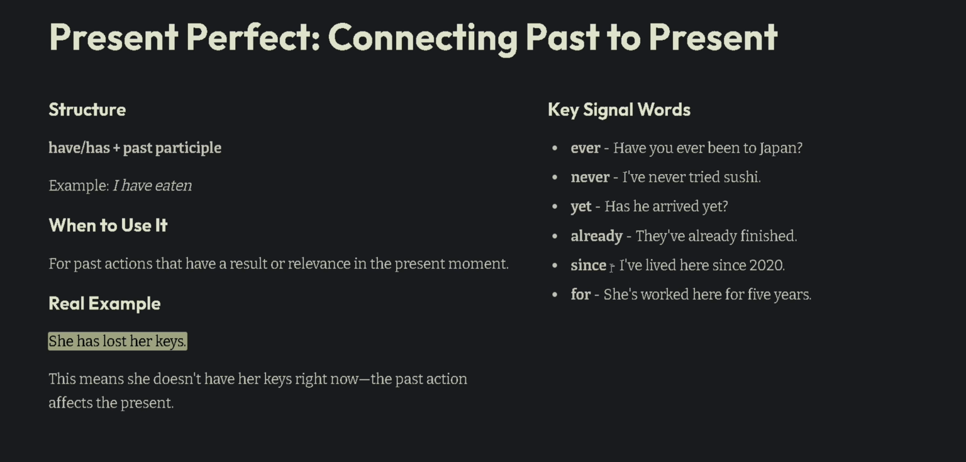Ellos han acabado. Since helps us to understand how much time you have spent in some places. So for example, I have lived here since 2020. Yo he vivido aquí desde 2020. For helps us to understand duration of time. So for, she's worked here for 5 years. Ella ha trabajado aquí por 5 años.